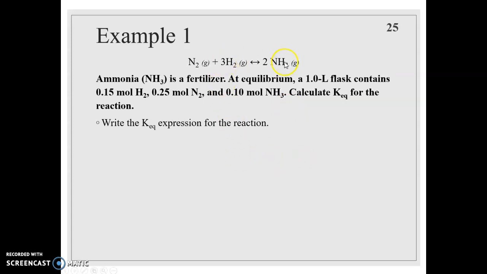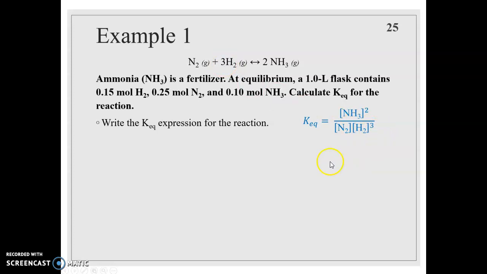Alright, so remember, it is products divided by reactants, and the coefficients become the powers. So NH3 is the product, so it goes on the top. Brackets there to indicate concentration of NH3 in molarity, and the 2 from the coefficient. N2, there's not a coefficient, so there's not a power. And then H2, the coefficient is 3, so the power here is 3.